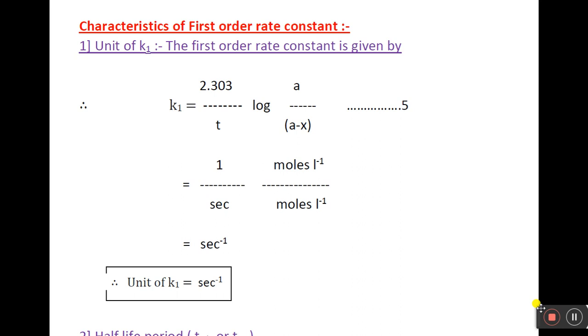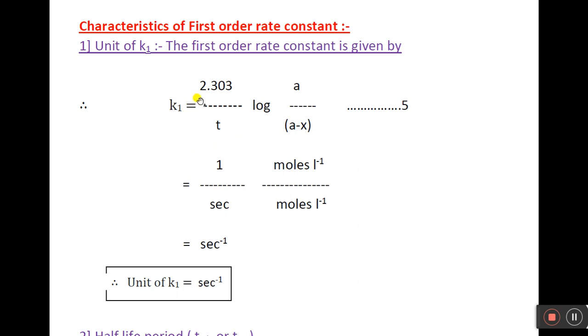So today let us see the characteristics of first order rate constants. There are characteristics. The first characteristic is the unit of first order rate constant. Now the first order rate constant is given by the equation 5, k1 is equal to 2.303 upon t log of a upon a minus x. This is equation number 5.